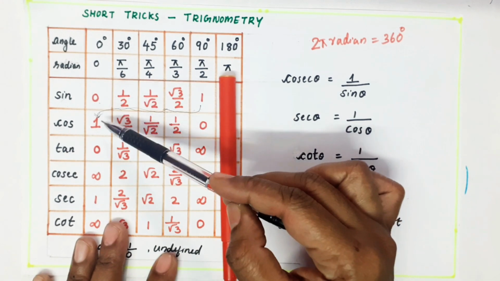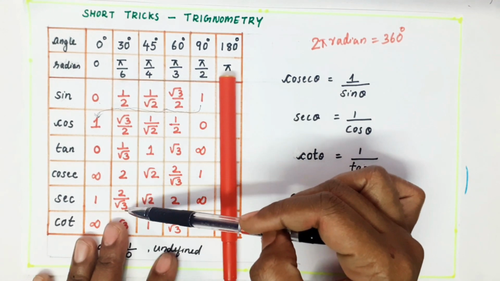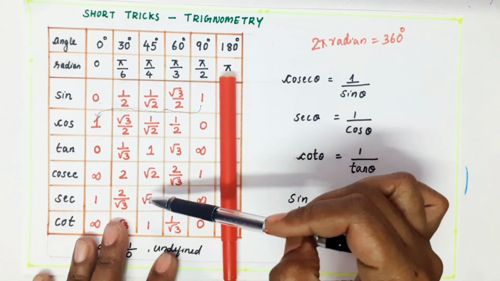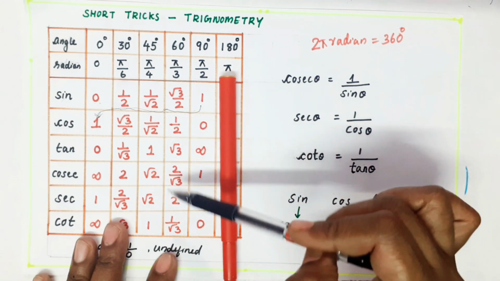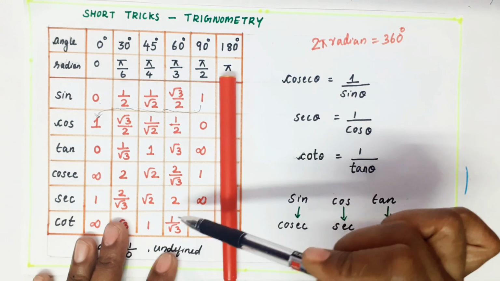Sec theta, take the reciprocal of this. 1 by 1, 1. Root 3 by 2 reciprocal, 2 by root 3. 1 by root 2 reciprocal, root 2. 1 by 2 reciprocal, 2. 1 by 0 reciprocal, undefined.